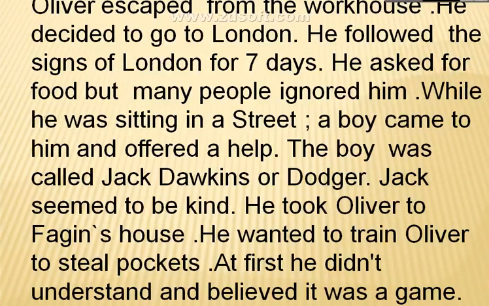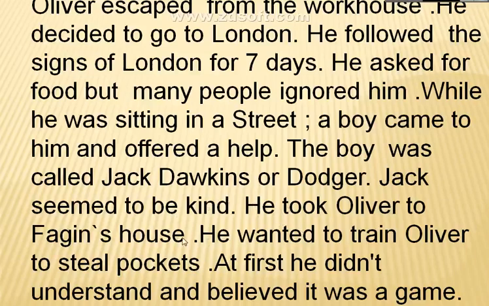As we know, Oliver escaped from the workhouse. He decided to go to London. He followed the signs of London for 7 days. He asked for food, but many people ignored him. While he was sitting in a street, a boy came to him and offered help. The boy was called Jack Dawkins, or Dodger. Jack seemed to be kind, but in reality he is not kind.